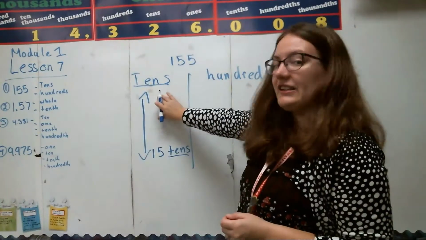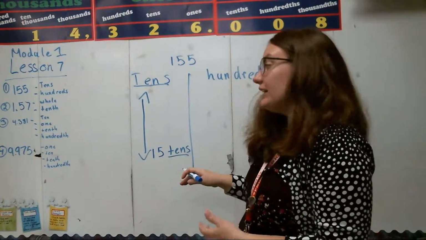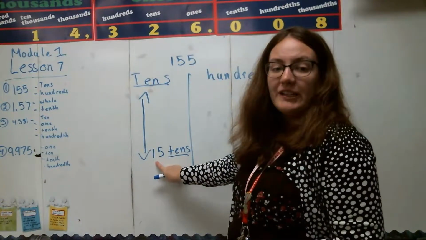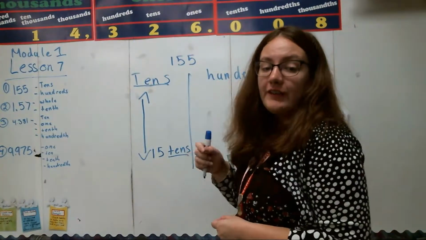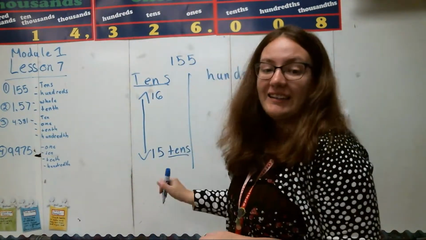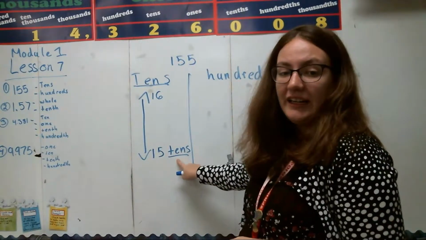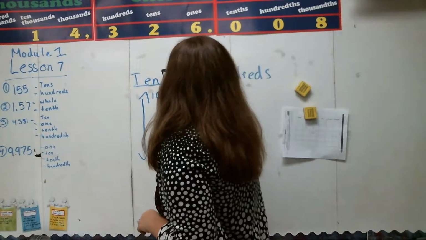And then at the top, I now need to fill in the rest of my number line. What I'm going to do is I'm going to think about what is 15 plus 1. So 15 plus 1 is 16. And since my unit is tens right here, my unit is going to be tens up here as well.